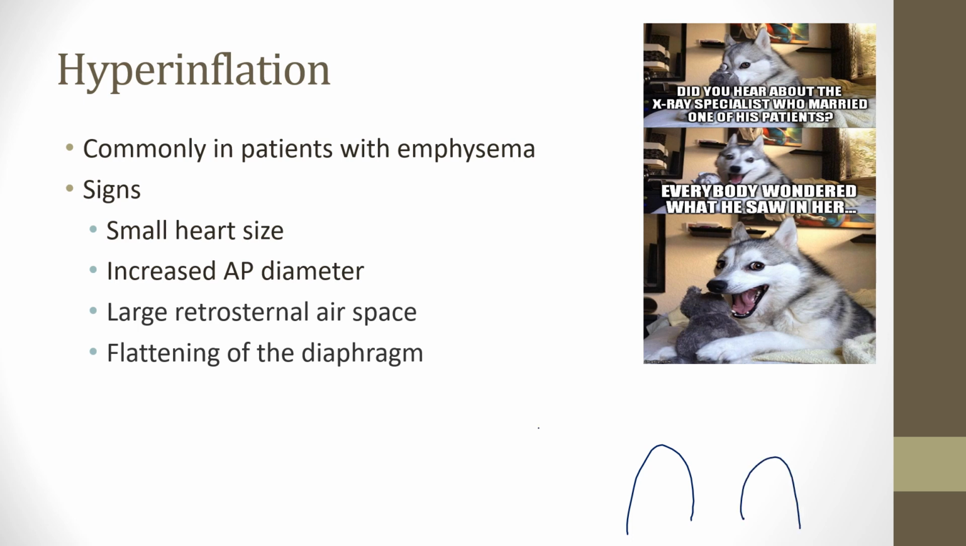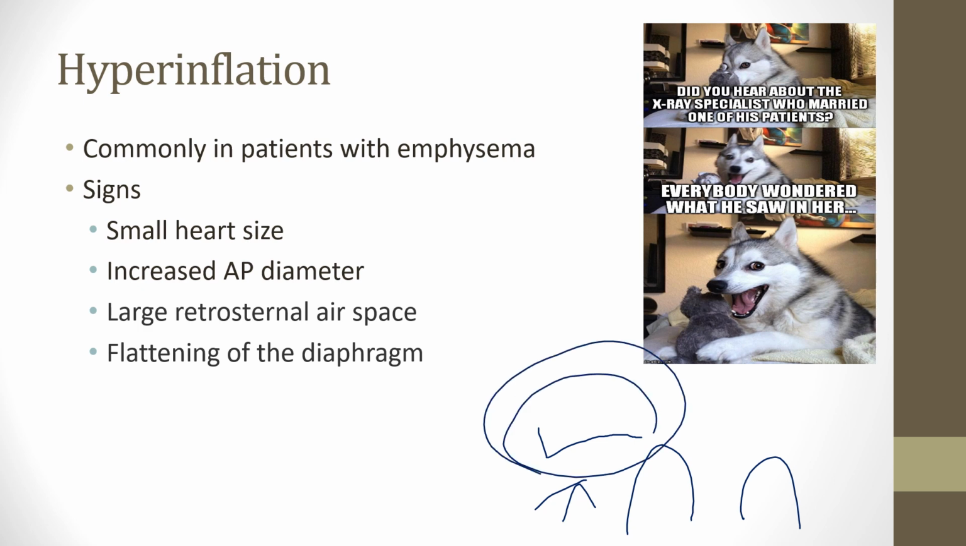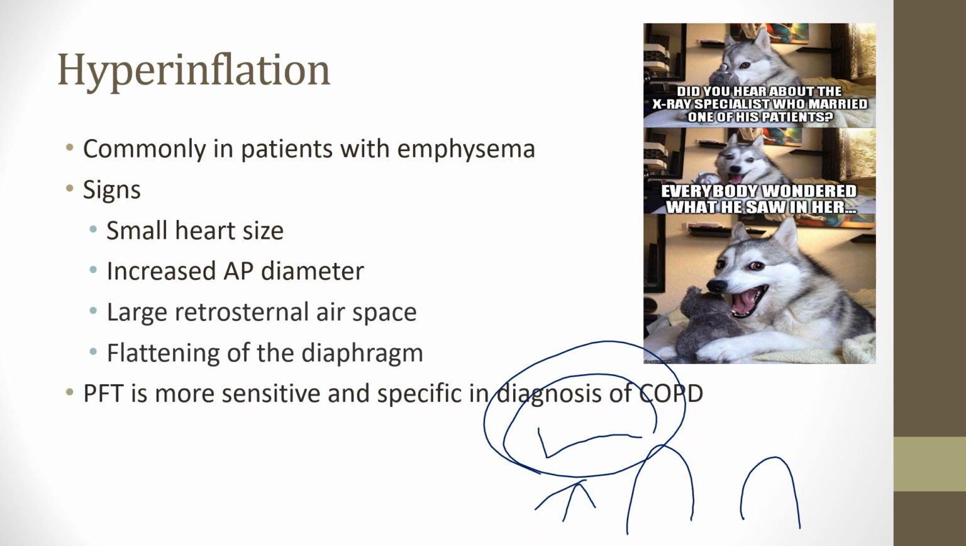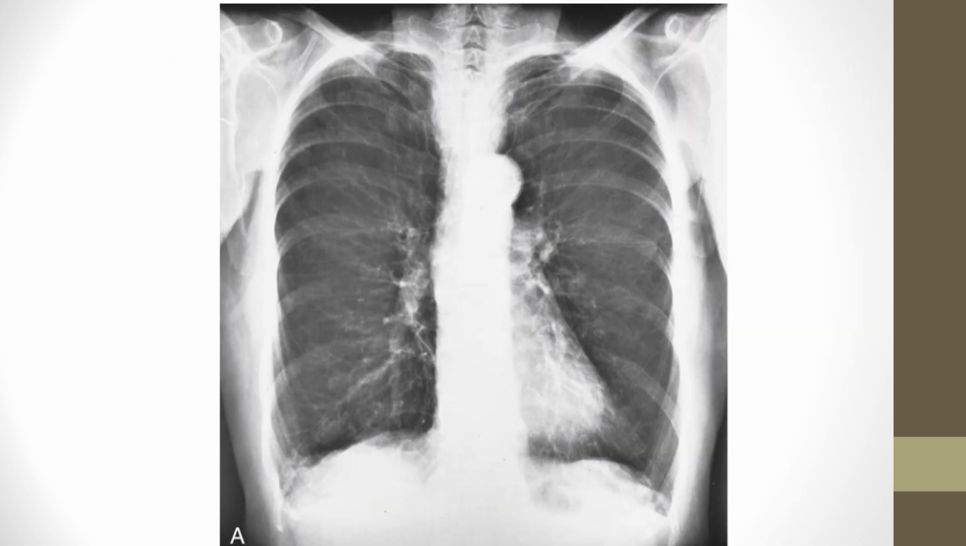If you see this, where it's just this angle, right, that flattened angle, that's a sign of flattened diaphragms or a flattened hemidiaphragm. This would be a sign of hyperinflation compared to these nice arches that you should normally see. But when you're looking at things like COPD, your PFTs are going to be way more accurate and more quantifiable for their lung function than just an X-ray.